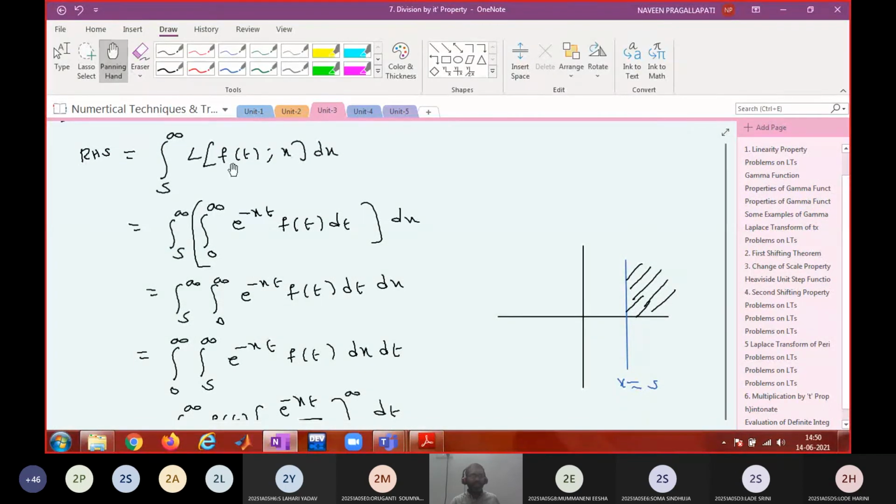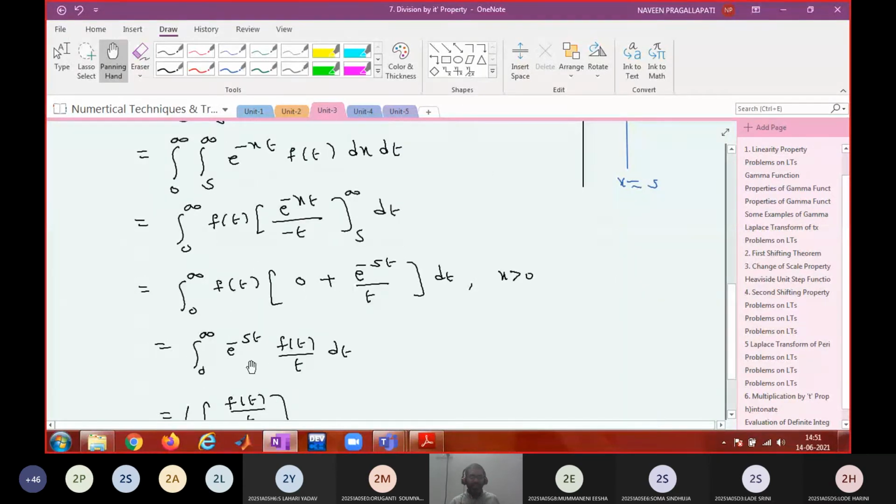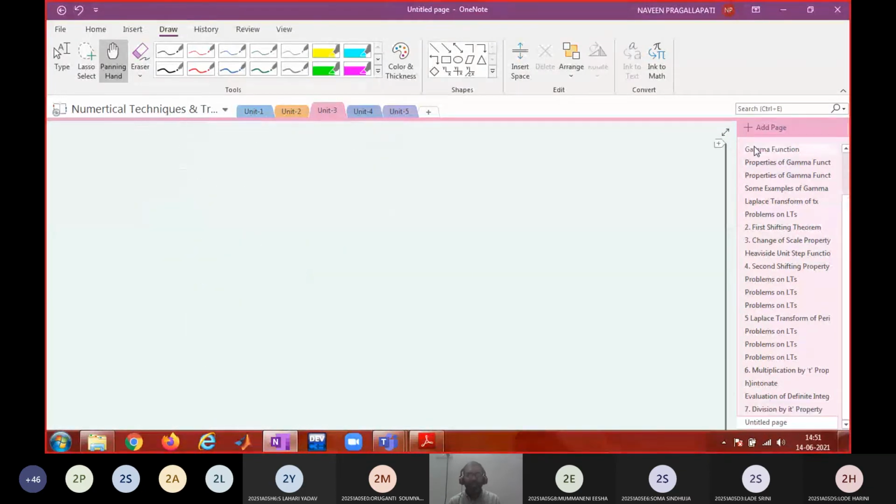Okay, so I have written the integral definition of Laplace and I interchanged the integrals by changing the order of integration. I evaluated this integral and then simplified. Again, I can create several problems. So just see a few problems.